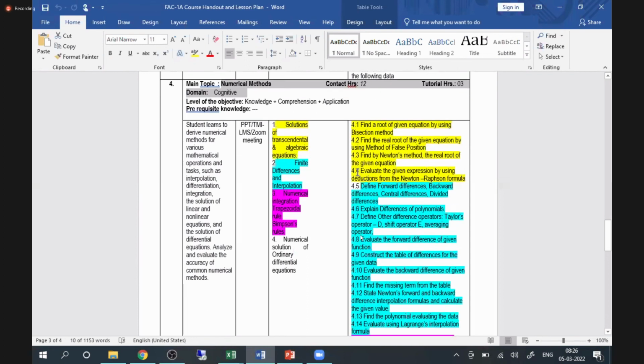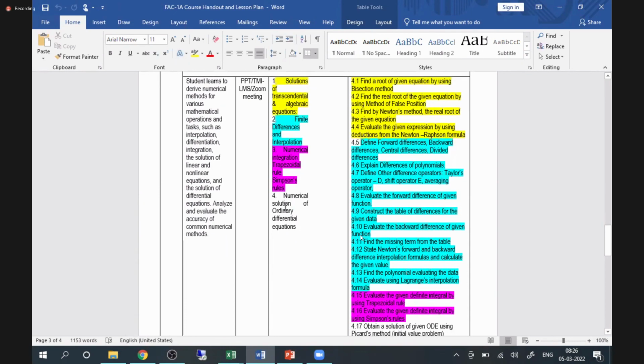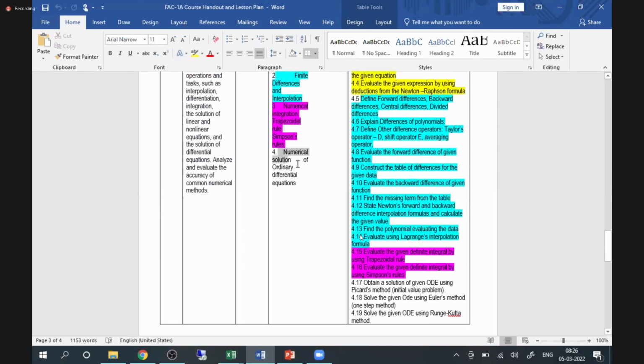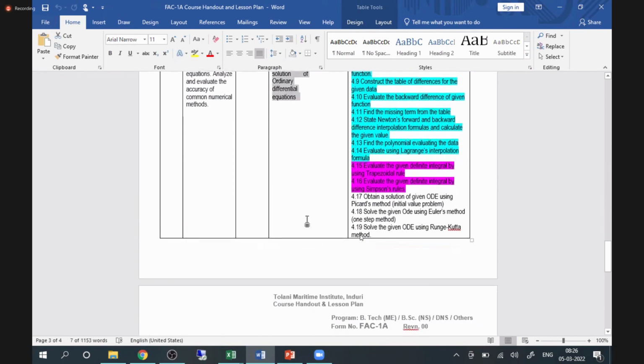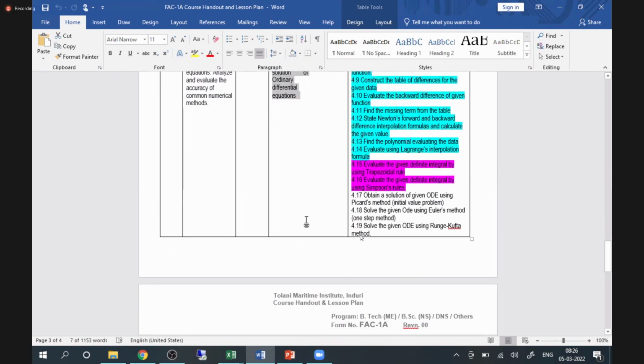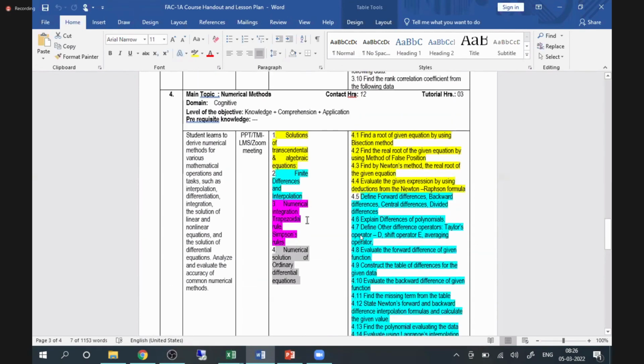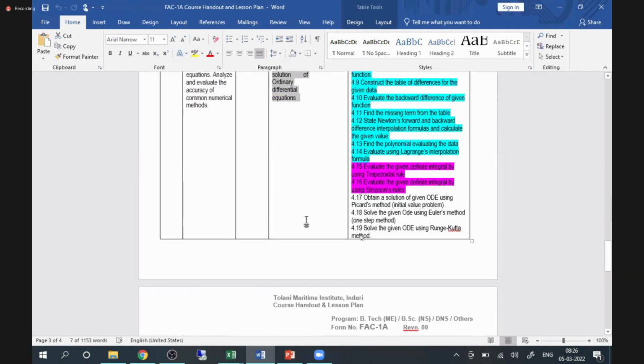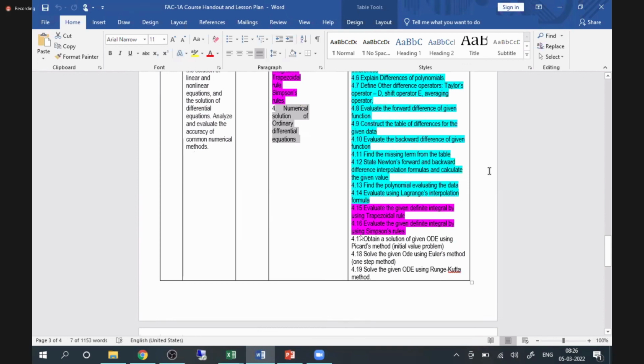Out of the total 15 hours, finding the roots of equations we have already completed. Finite differences we completed. Now today this third article, numerical integration, we are going to finish in the 1200-hour session. And lastly, the numerical solution of ODE we will do next week. Hardly 2 or 3 sessions will be required for this also, so your 1 unit will be finished. And this will be your syllabus for CT1.